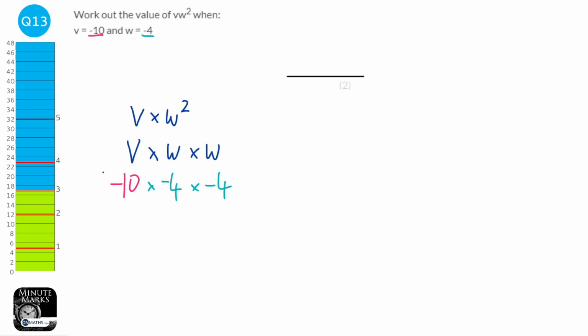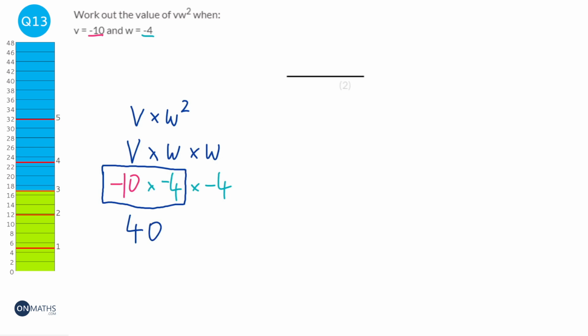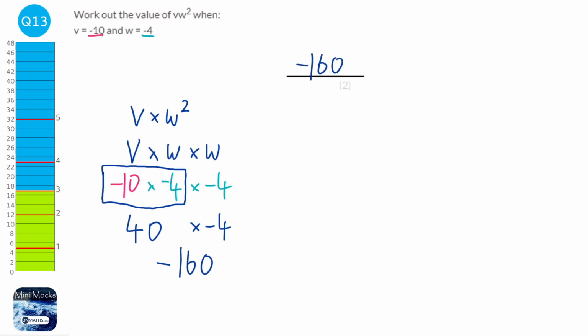So what I'm going to do is I'm just going to do these ones first. And I'm going to ignore that times minus 4 at the end. So minus 10 times minus 4, that's a minus times a minus, which is a positive. 10 times 4, which is 40, times minus 4. Now we're going to do 40 times minus 4, so it's a positive times a negative, so that's going to be a negative. And 40 times 4, well, 4 times 4 is 16, so 40 times 4 is 160. So it's going to be minus 160.